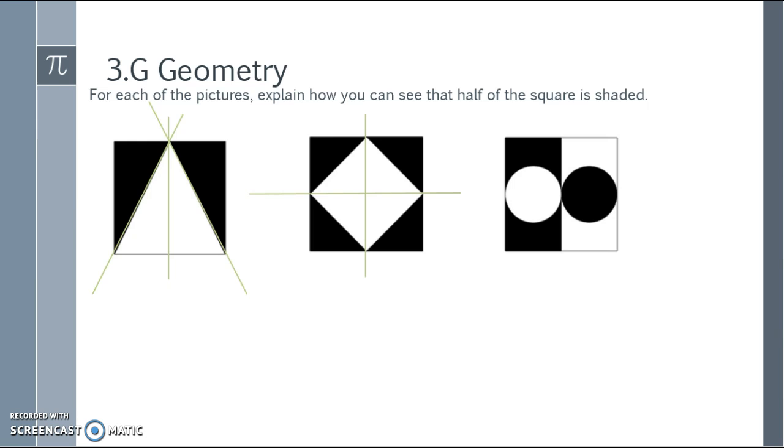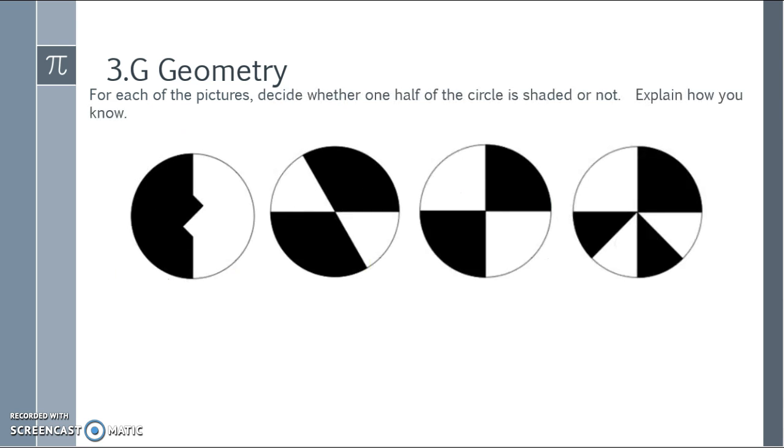The last one's a little more tricky, but if I cut down my center or fold in my center, one idea would be to take the circles, cut out the black circle and the white circle, and interchange them. They would be the exact same size, so I would have half black and half white, so therefore half is shaded.